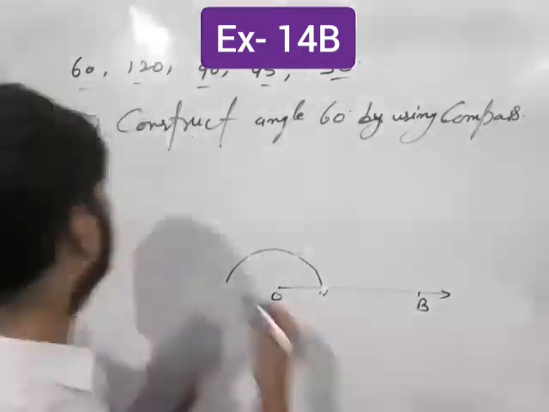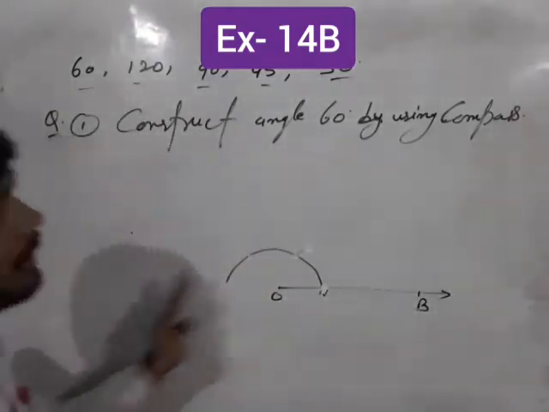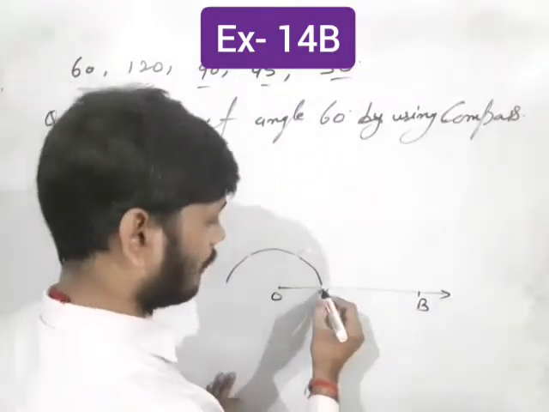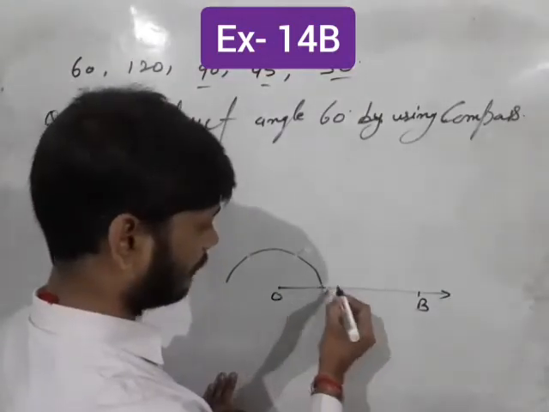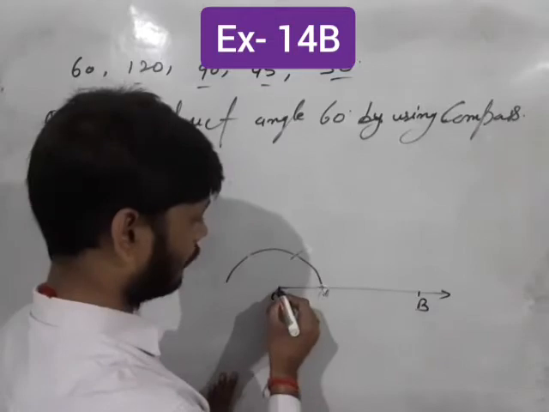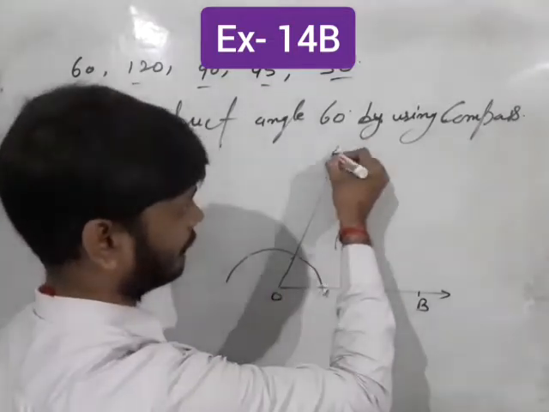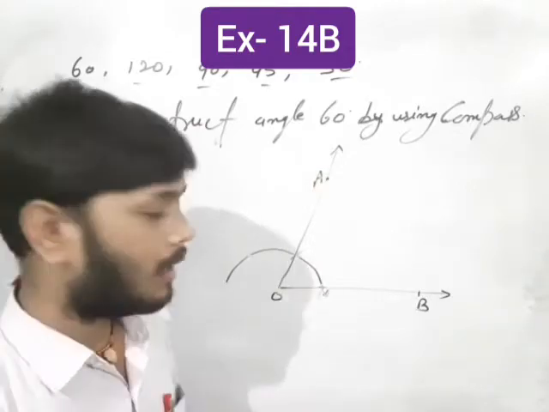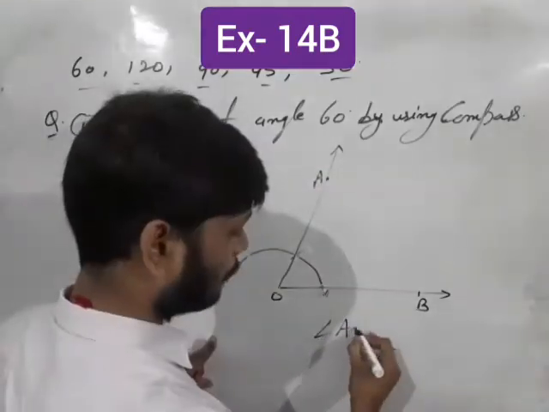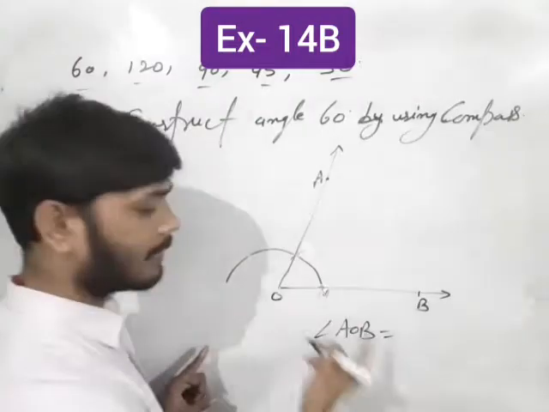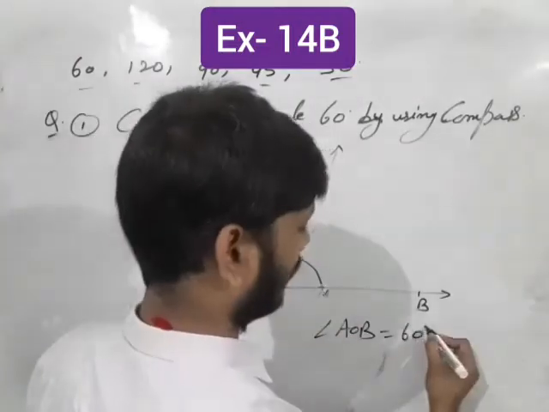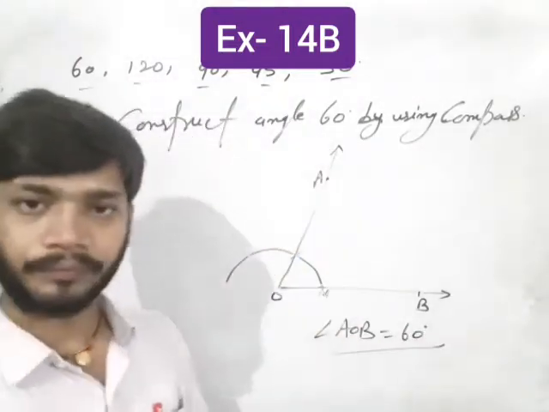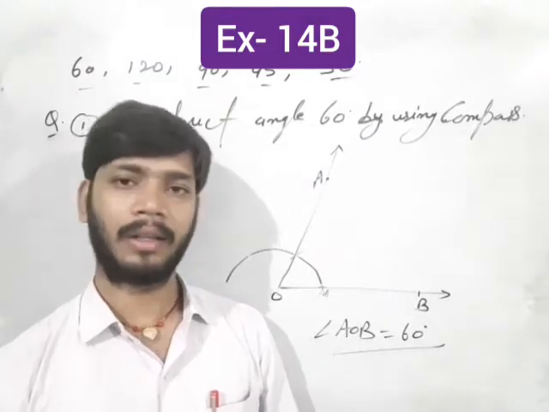So here students, first of all you have to construct the angle of 60 degree. Here is the end point, construct this and join this, and mark a point A on this ray. Students, here AOB is the required angle, that means angle 60 degree. Clear students? Here it's a 60 degree angle.